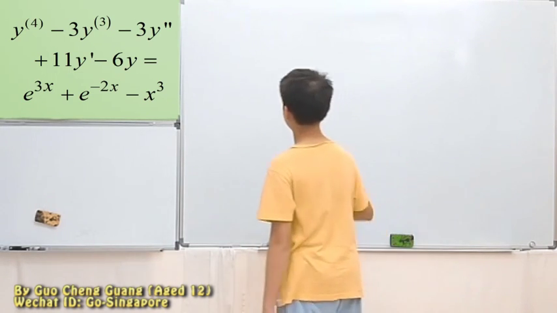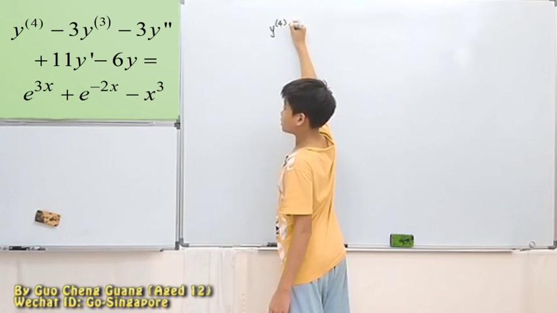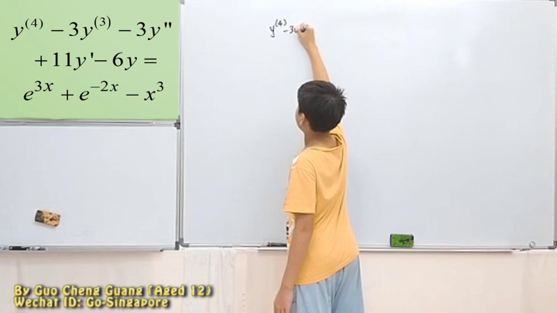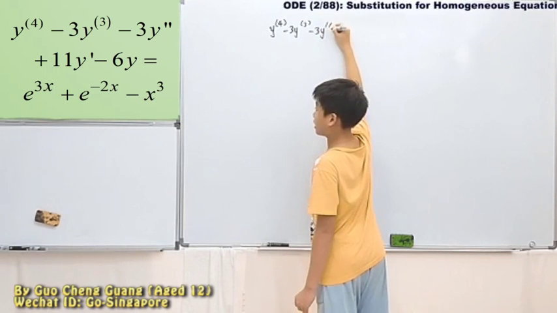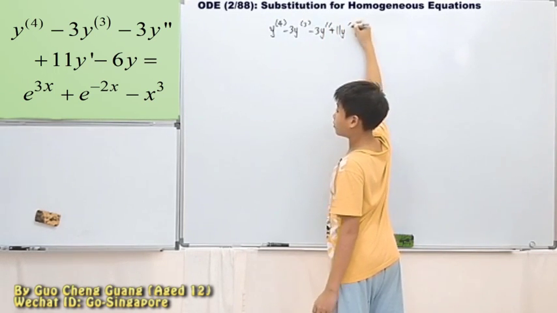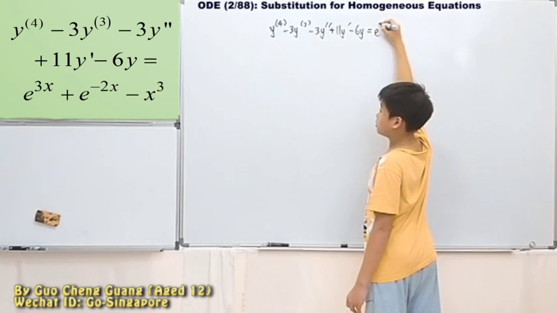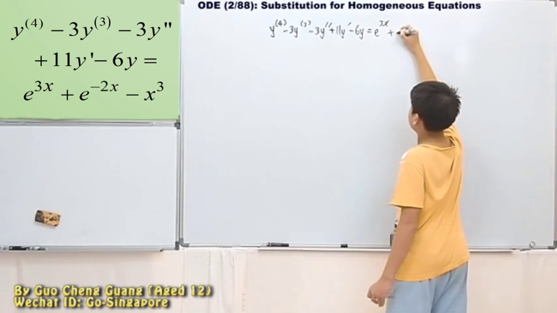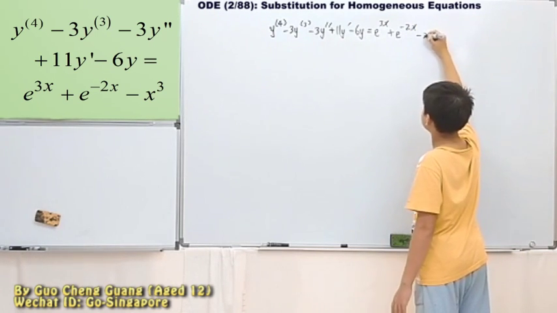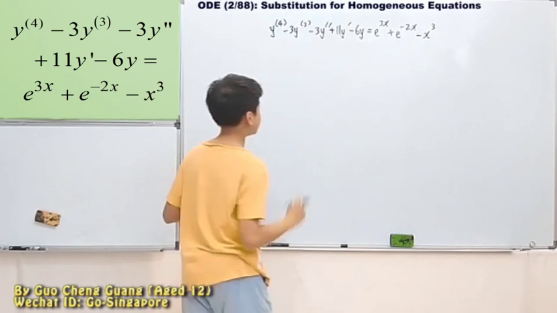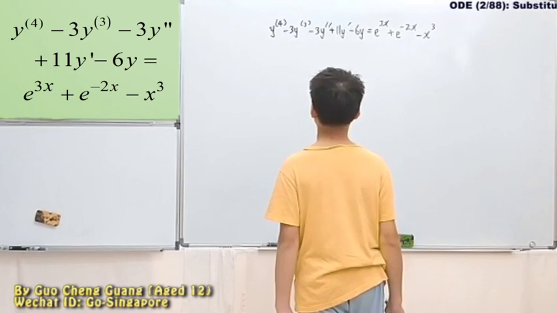So we have another example over here. This example is y's fourth derivative minus 3y third derivative minus 3y prime prime plus 11y prime minus 6y, and this equals e to the power of 3x plus e to the power of negative 2x minus x cubed. Firstly, for this type of problem, we first check what type of example this is.